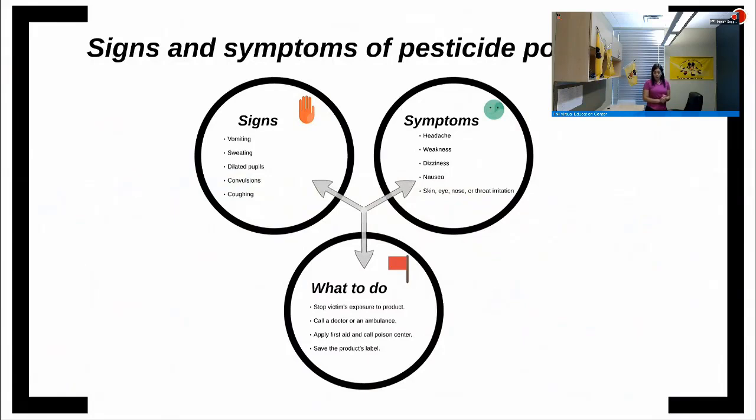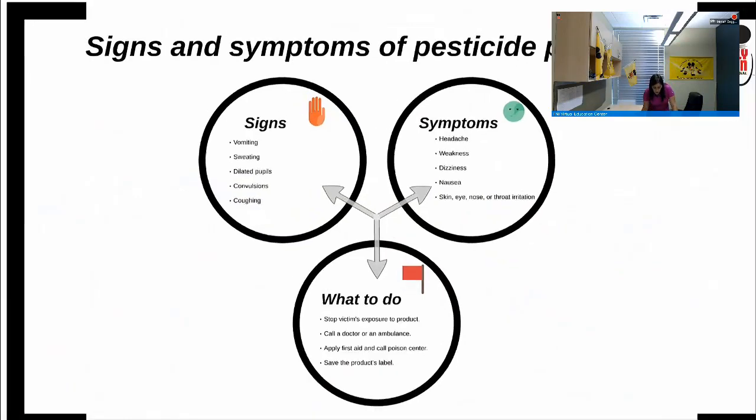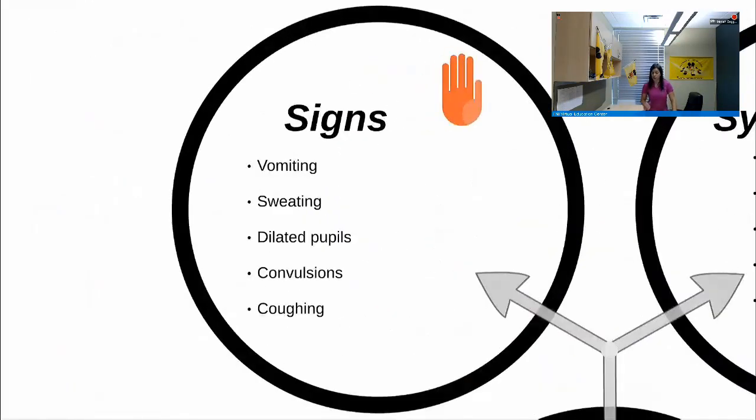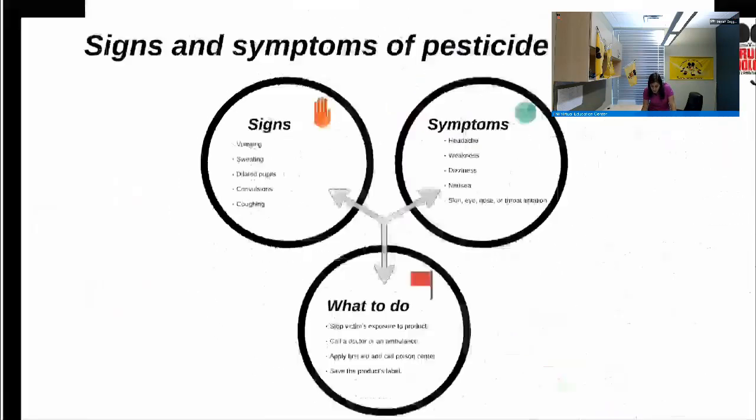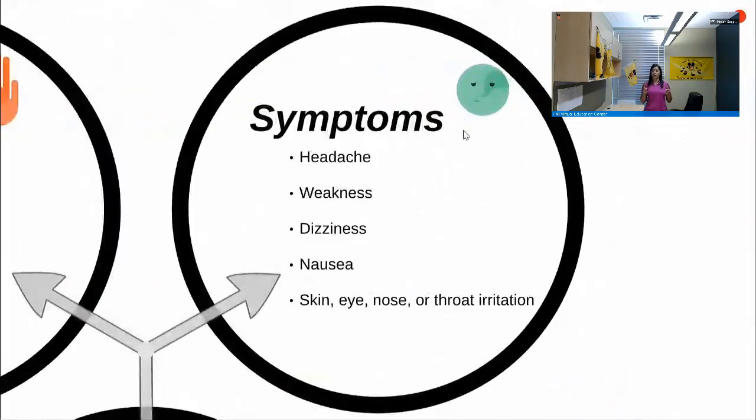Now, signs and symptoms of pesticide poisoning. Somebody got intoxicated, got sick. Signs are what other people will see when the person has pesticide poisoning. A person that is intoxicated will be vomiting, sweating, will have dilated pupils, convulsions, coughing. And symptoms is what you're going to feel if you have a pesticide poisoning. So you're going to feel headache, weakness, dizziness, nausea, skin, eye, or throat irritation.